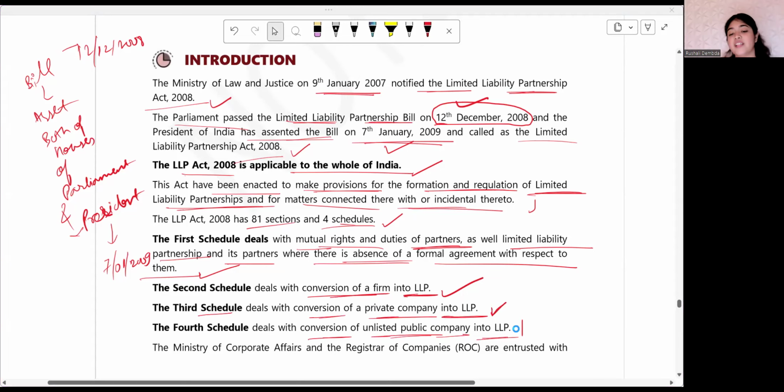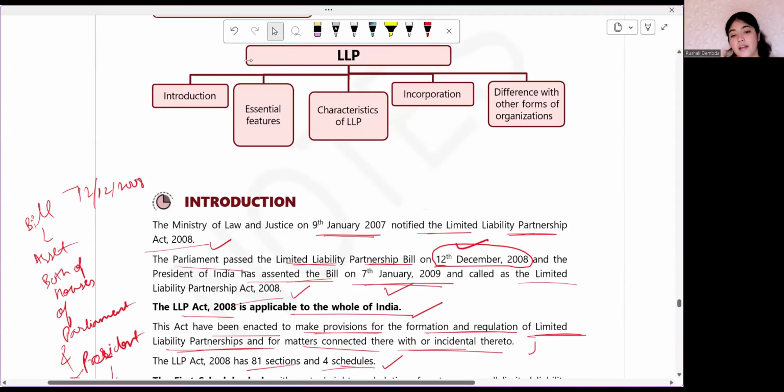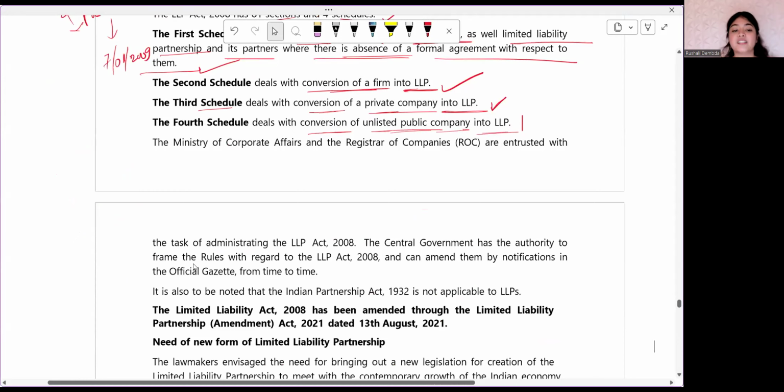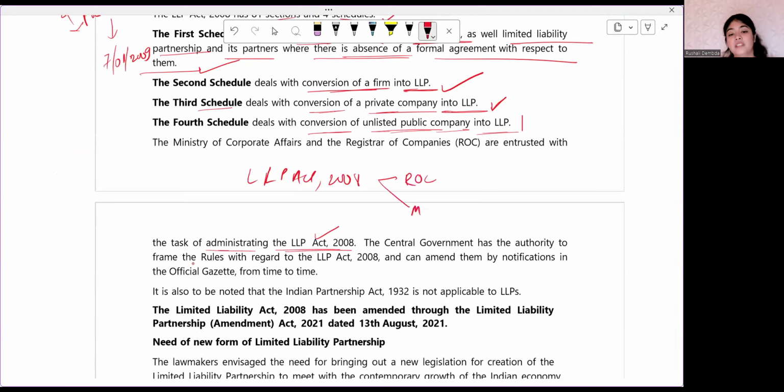The Ministry of Corporate Affairs and the Registrar of Companies are entrusted with the task of administering the LLP Act. So the LLP Act 2008 will be looked after by the ROC and the MCA, the Ministry of Corporate Affairs and the Registrar of Companies. The Central Government has the authority to frame the rules with regard to the LLP Act 2008. Who will frame the laws for it? The Central Government, CG, and it can amend them by notification in the Official Gazette from time to time.